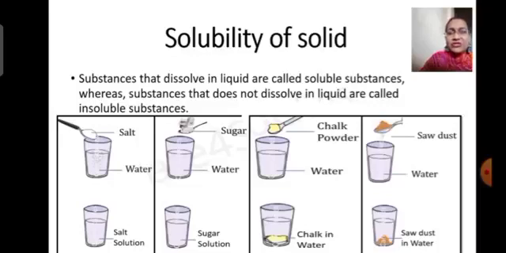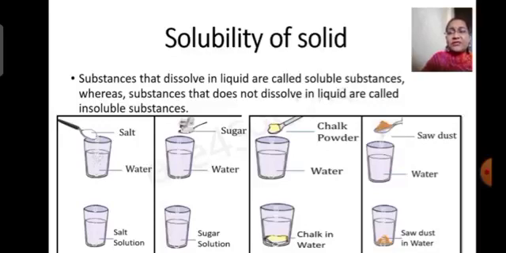If we add chalk powder in water and stir the solution, we will observe that chalk powder settles at the bottom of the glass. That means chalk powder does not dissolve in water. Here, chalk powder is an insoluble substance. Similarly, if we add sawdust in water and stir the solution continuously, we will see that it will not dissolve in water. Therefore, we can say that sawdust is also an insoluble substance. Here, the chalk powder and sawdust are the solids which are not soluble in water.